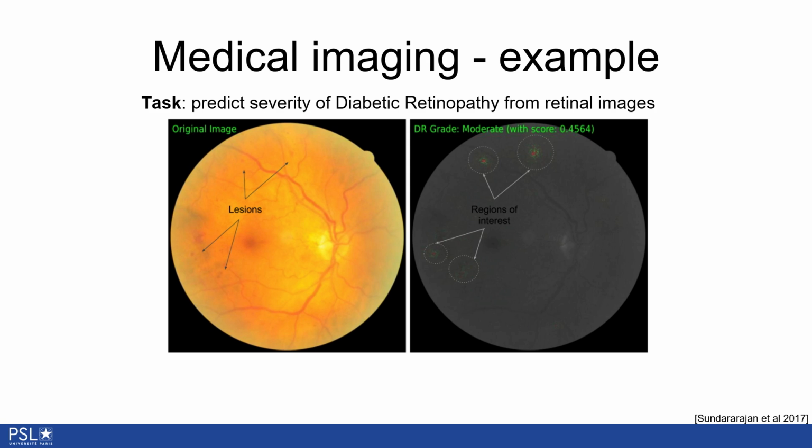Sundararajan and colleagues used integrated gradients to identify regions of interest that contribute to the network's output. Here, the image on the left shows an example image of a retina given to the network. The deep network predicts a moderate risk for this retinal image, and the image on the right shows the saliency map produced by integrated gradients. And notice that integrated gradients identify just a few pixels that seem to be lesions in the retina.